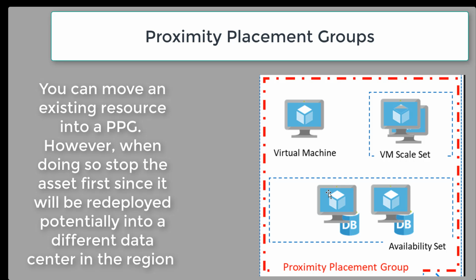You can move an existing resource into a proximity placement group. However, when doing so, stop the asset first, since it will be deployed potentially into a different data center in the region.